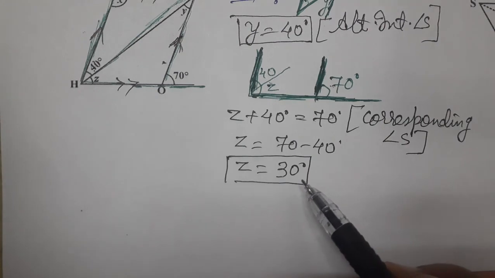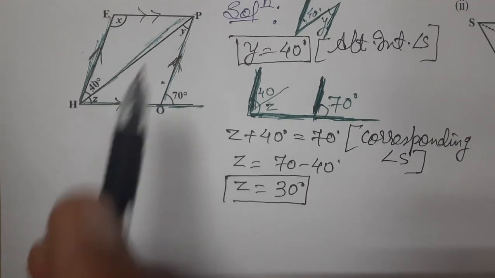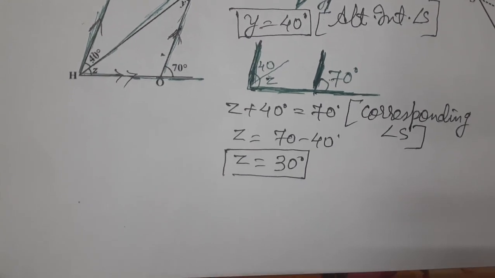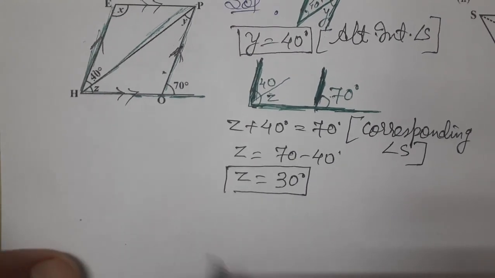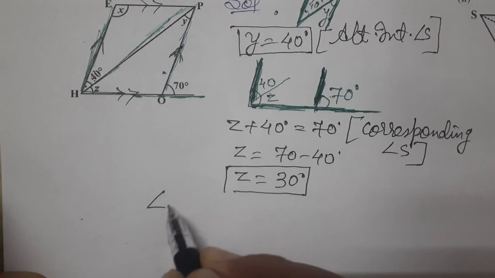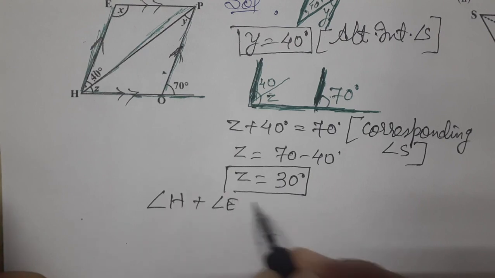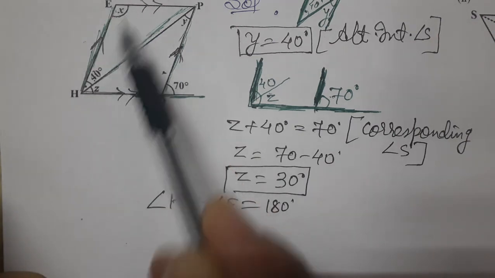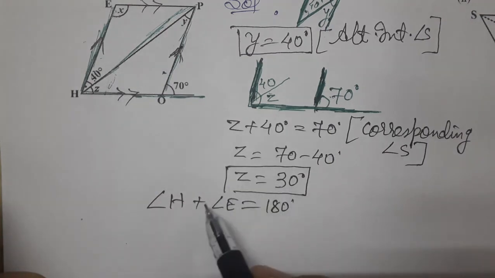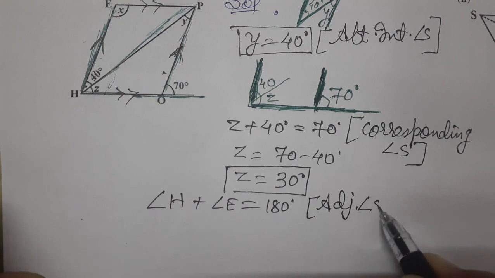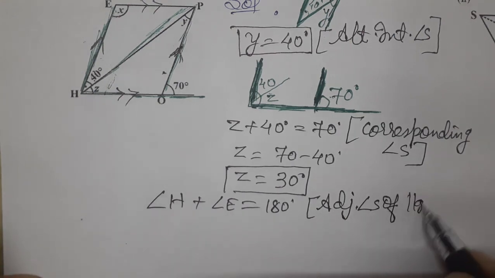Now children, we need to find what? X. The other angle we have to find out. And we know the property: adjacent angles of parallelogram are supplementary. So let's find out using adjacent angles. So children listen. Angle H plus angle E equals what? 180 degree. These two are adjacent angles. So angle H plus angle E equals what? Adjacent angles of parallelogram are supplementary.